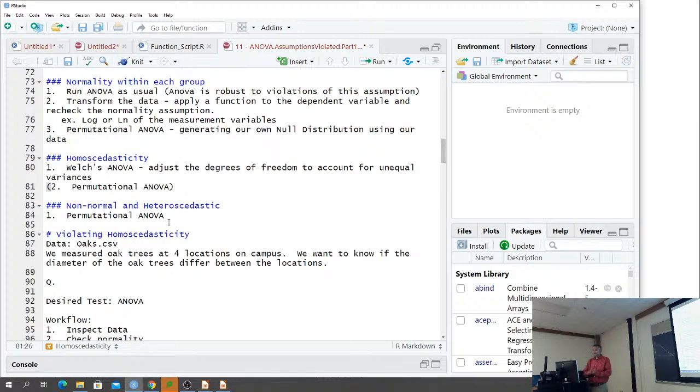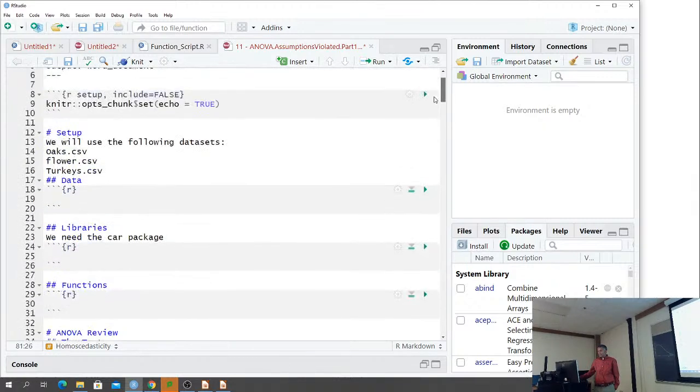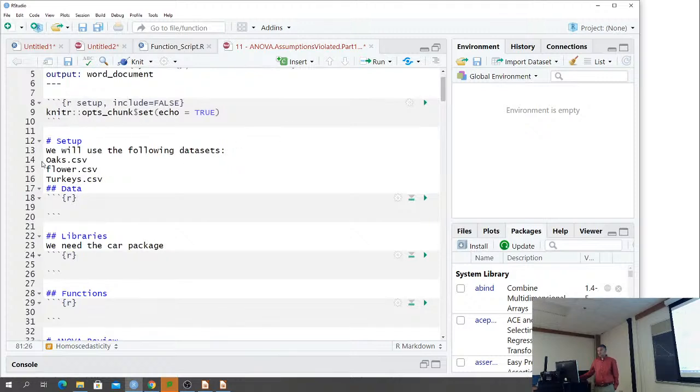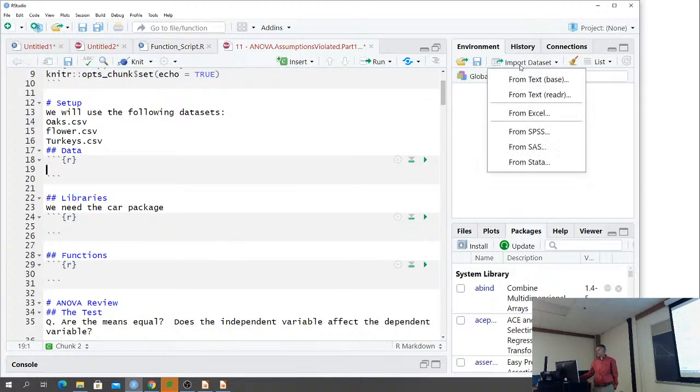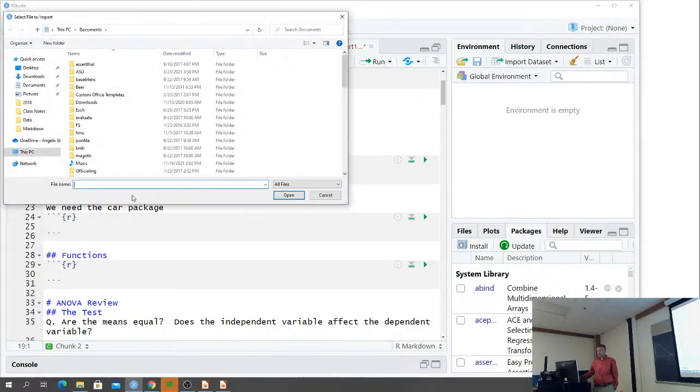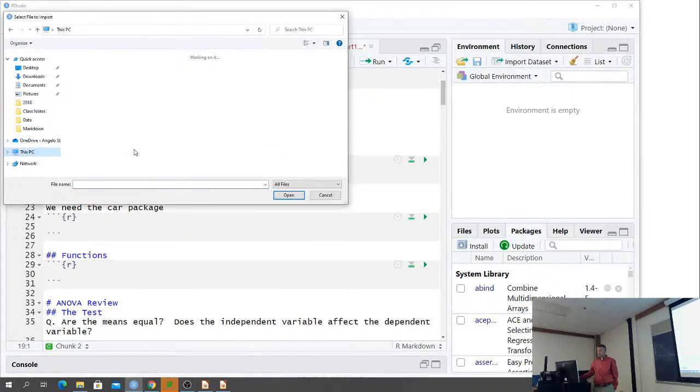All right, so our first data set that we're going to work with is oaks.csv. And actually, if you notice at the top, I listed all of the data sets that we'll work with. So that way you can kind of download them and import them into R all at once. So go ahead, import your data set if you haven't done so. I have to do so.